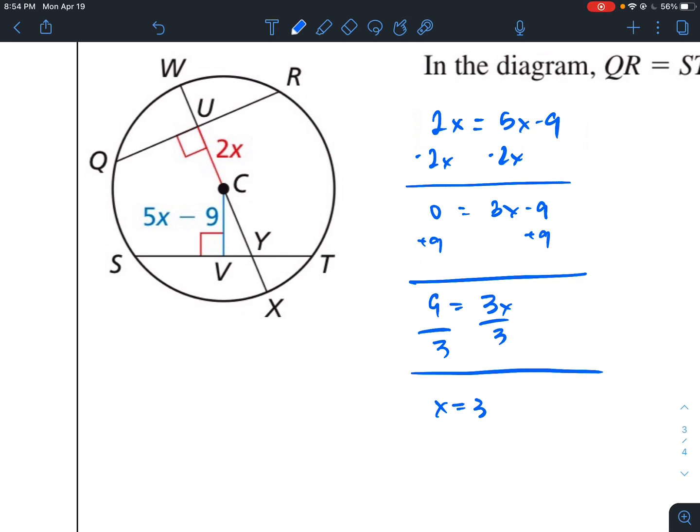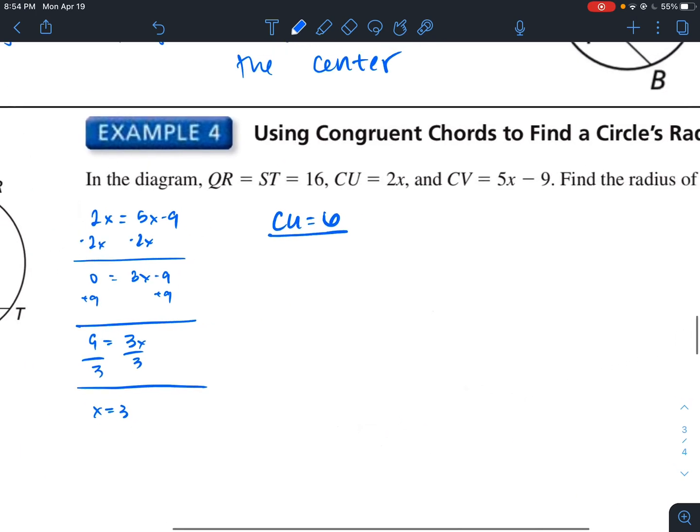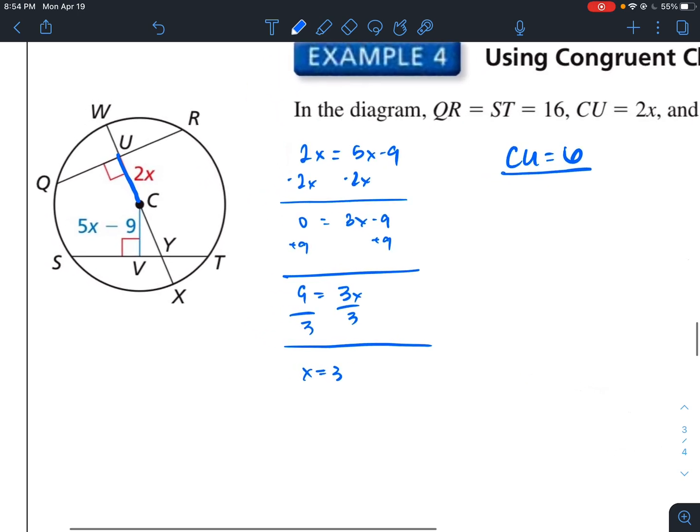X is equal to 3. So pretty much right here, if x is equal to 3, that means this distance right here, CU, has to be equal to 6. Okay, so that's important. It's not what we're trying to find, but we do know that that is what it is. Now, also take note of the fact that this right here is perpendicular.